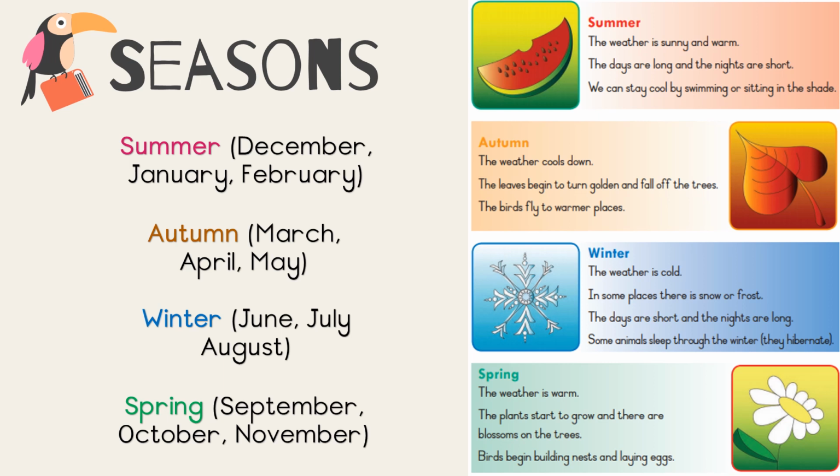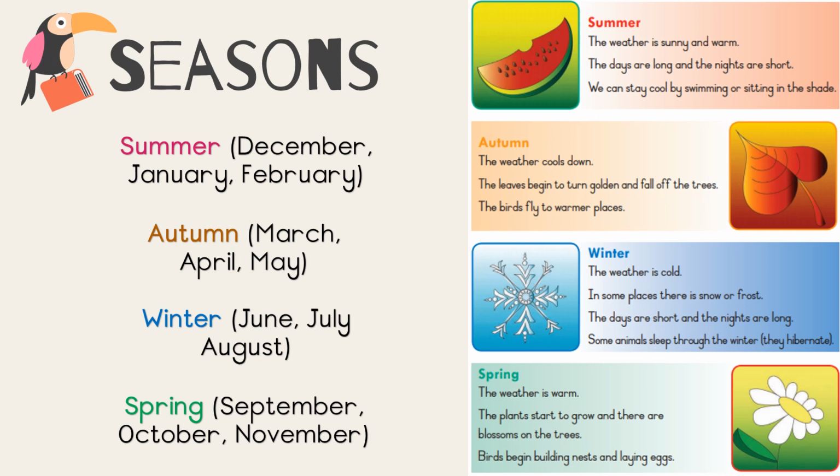Summer is in December, January, and February. Autumn is in March, April, and May. Winter is in June, July, and August. Spring is in September, October, and November.